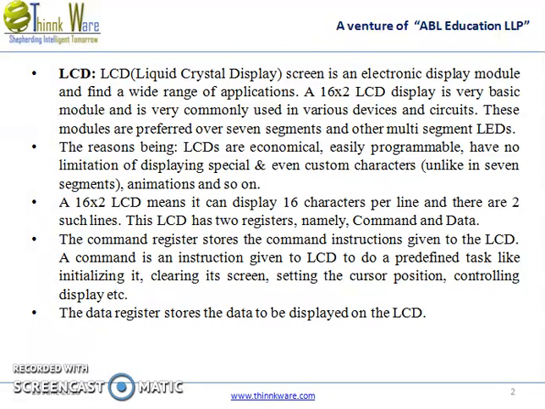A 16x2 LCD means it can display 16 characters per line, and there are 2 such lines. This LCD has 2 registers, namely command and data. A command is an instruction given to the LCD to do a predefined task, like initializing it, clearing its screen, setting the cursor position and controlling display. The data register stores the data to be displayed on the LCD.